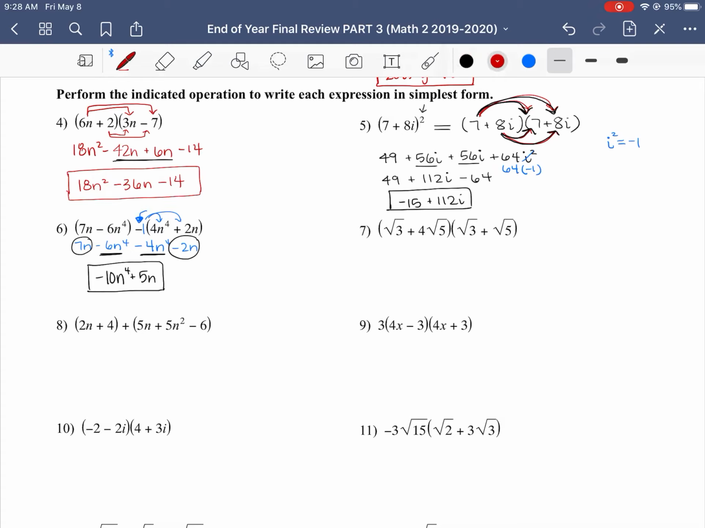Okay, just combining like terms. Number 7. So again, this one we look between and it's multiplication. So it looks like we're going to have to FOIL this. So you just need to keep track of those radical pieces.